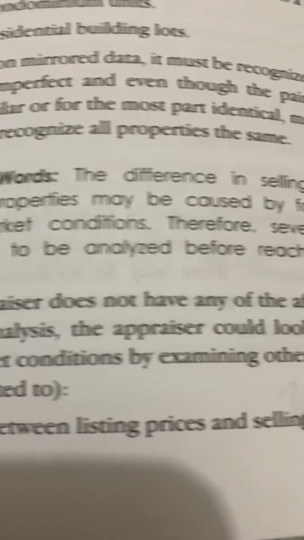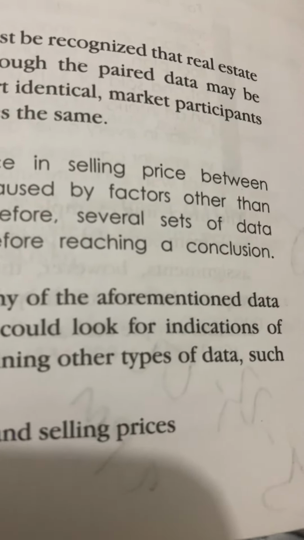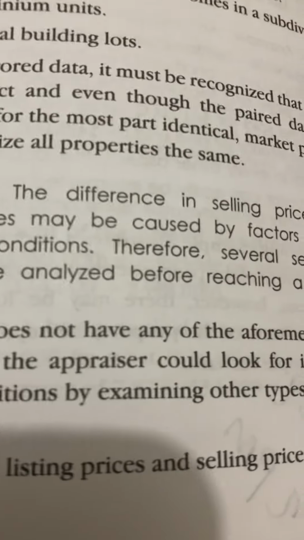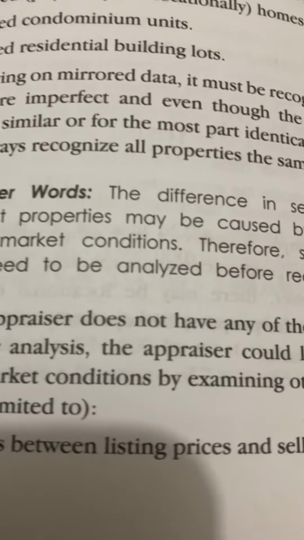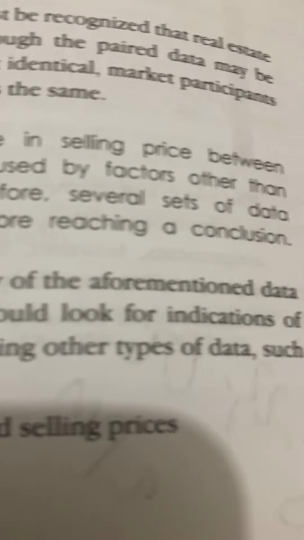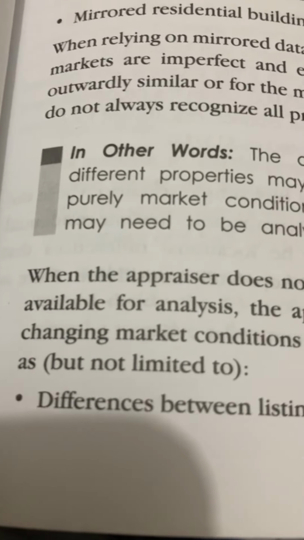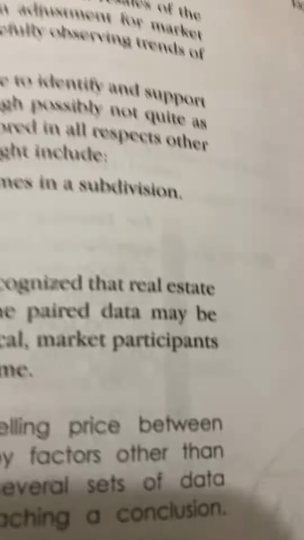When the appraiser does not have any of the aforementioned data available for analysis, the appraiser could look for indications of changing market conditions by examining other types of data, such as, but not limited to, differences between listing prices and selling prices. End of page.